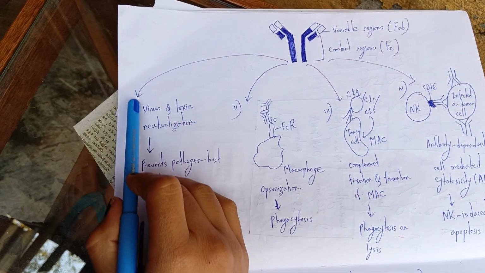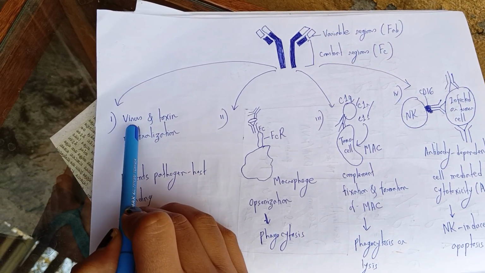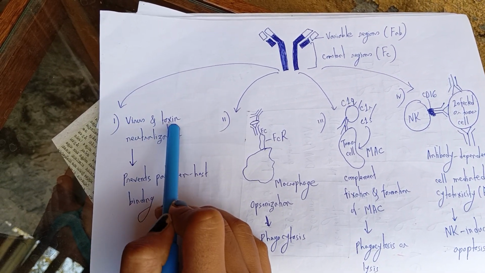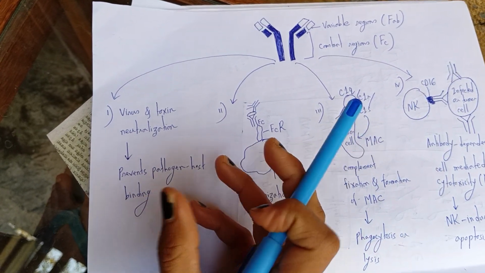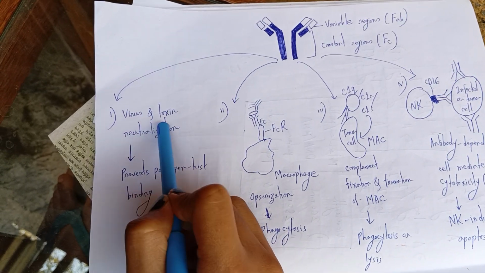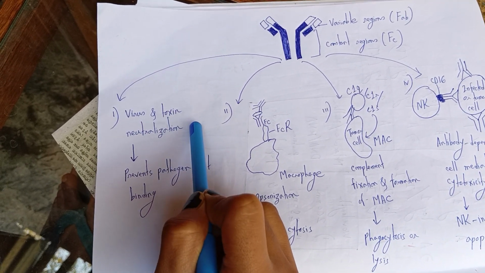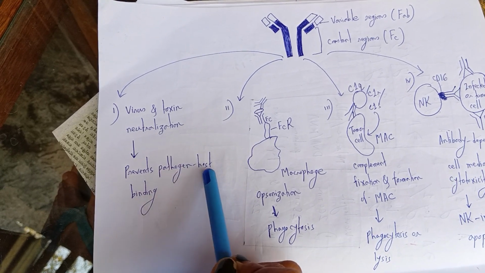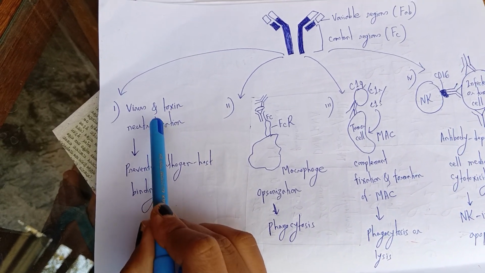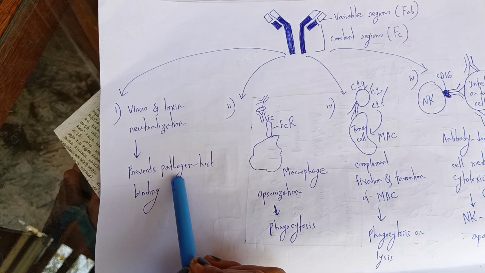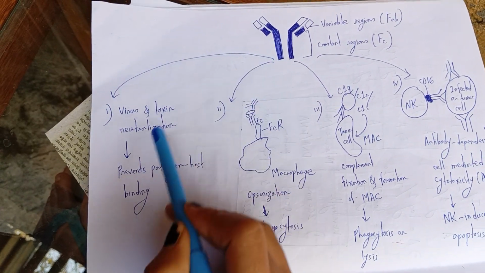The first one: the antibody neutralizes the virus and toxin. As a virus or any other toxin enters our body, it neutralizes this virus and toxin. As it neutralizes the virus and toxin, it prevents the binding to the host body, so it ultimately prevents the pathogen and host binding. This is your first function.